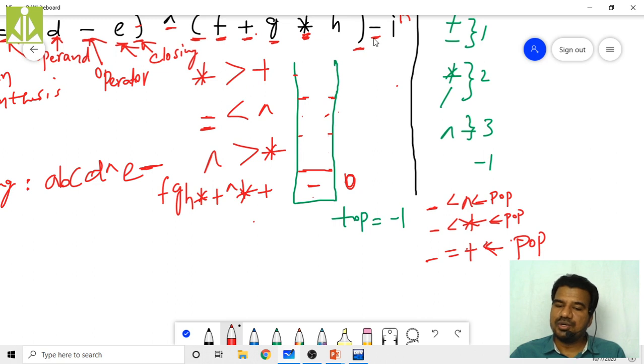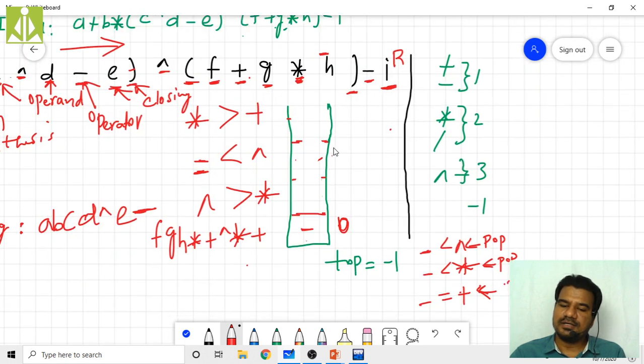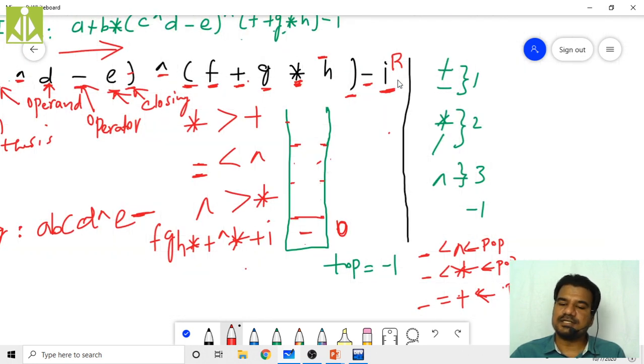Next, what do you have to do? Next is this I we have to deal with. As it is an operand, add it to the output string. Then we are done with the input string. The input string is over, so we terminate the scanning and pop the complete stack to the output string. In the stack, we have only this minus sign, so add it to the output string.